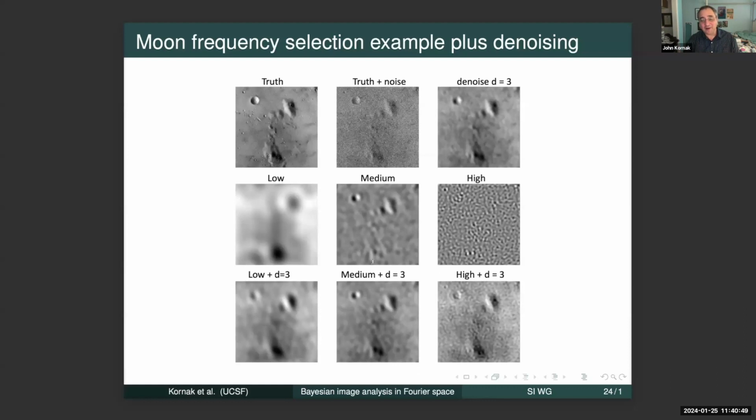We actually do better than this if we make our priors for frequency selection not sharp at the edges, but have them taper off, and you can do a lot better at reducing this kind of artifactual ringing that occurs there. If you're interested in looking at that, you can look in the paper, you'll see images where it's doing better, and that's the reason.